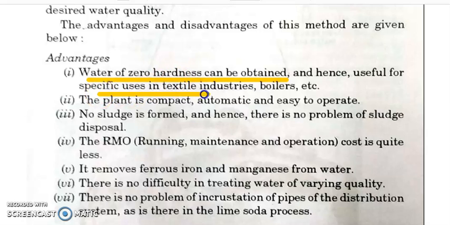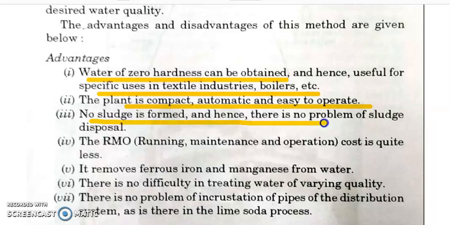Therefore it is very useful in textile industries and boiler feed water requirements, where they prefer water with very low hardness or water with zero hardness. And the softener plant is very compact, automatic and easy to operate. And here, because there is no chemical reaction and no precipitate produced, it is simply an exchange of ions. Therefore no sludge is formed, unlike in the lime soda process where you see a lot of precipitate, so a lot of sludge is produced.